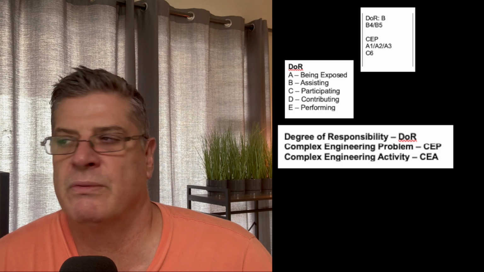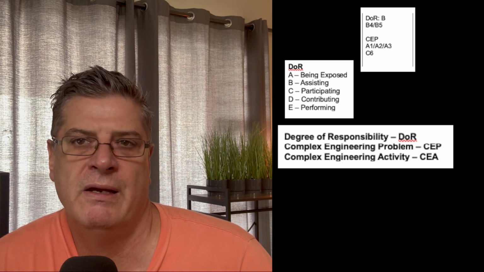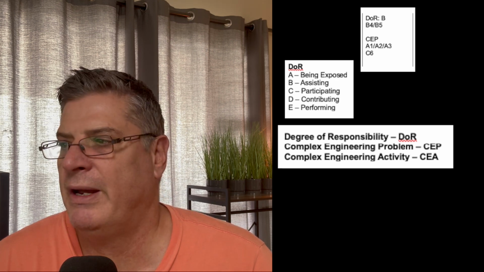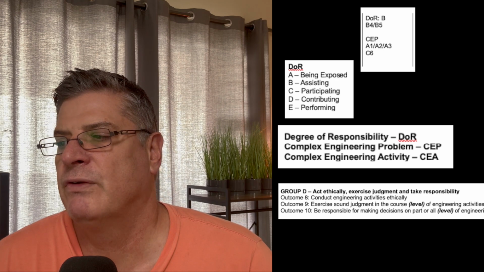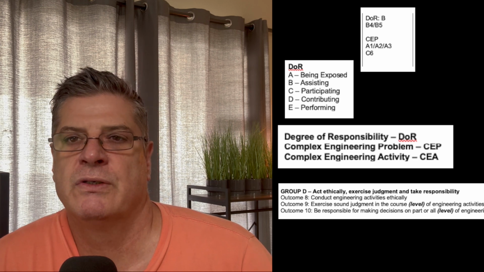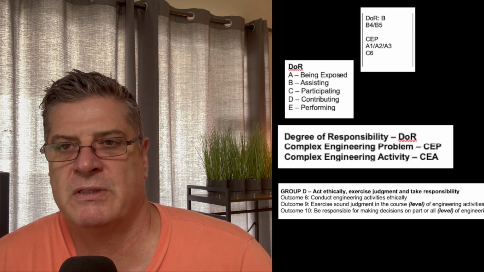So the final code for a TER would look something like this. You will tackle the degree of responsibility, DOR, A, B, C, or whatever. Then underneath that, you will have the code for, is it a complex engineering problem? So it will be either CEP or CEA for activity. Then underneath that, you will have the group. Is it a group A, B, C, D, or E? If it's a group D, then it will be outcome either 8, 9, or 10, or all three of them. So you're documenting that in that specific space.